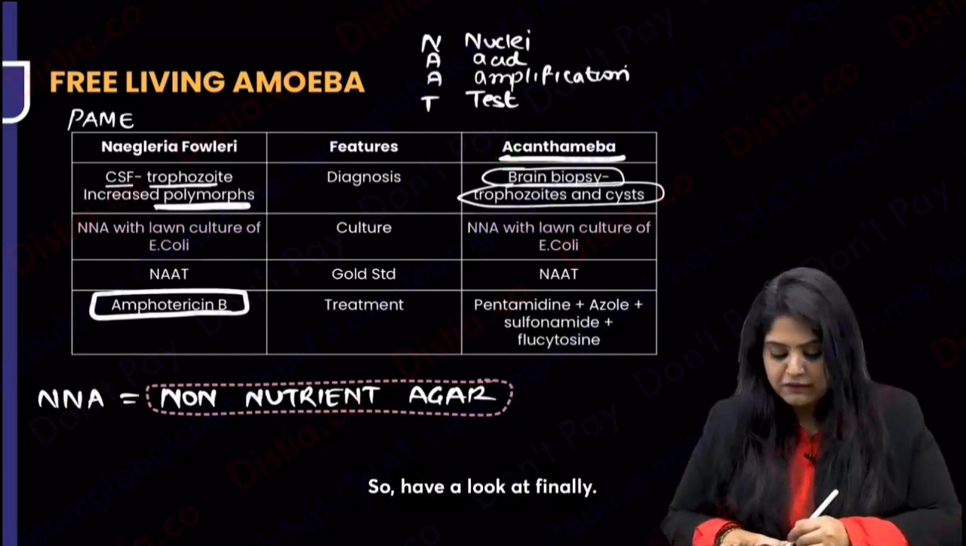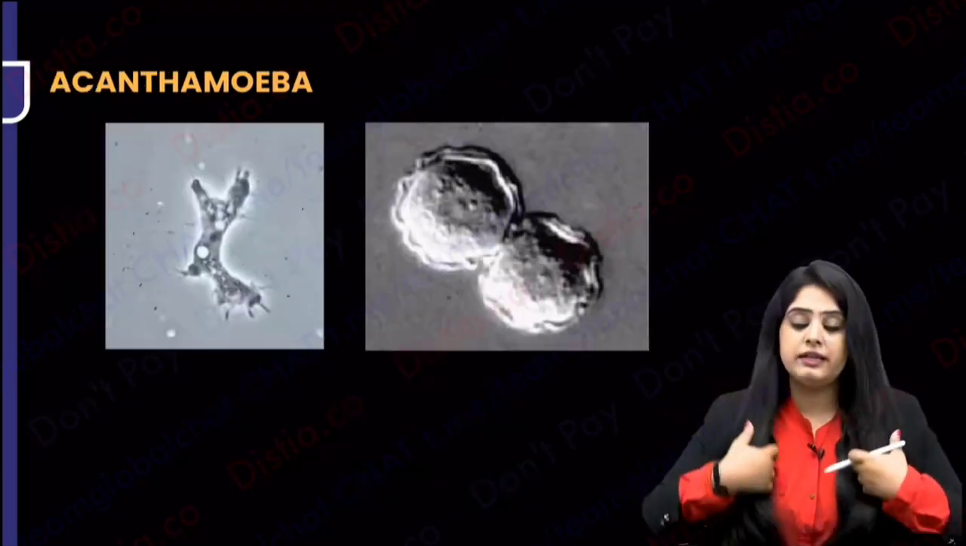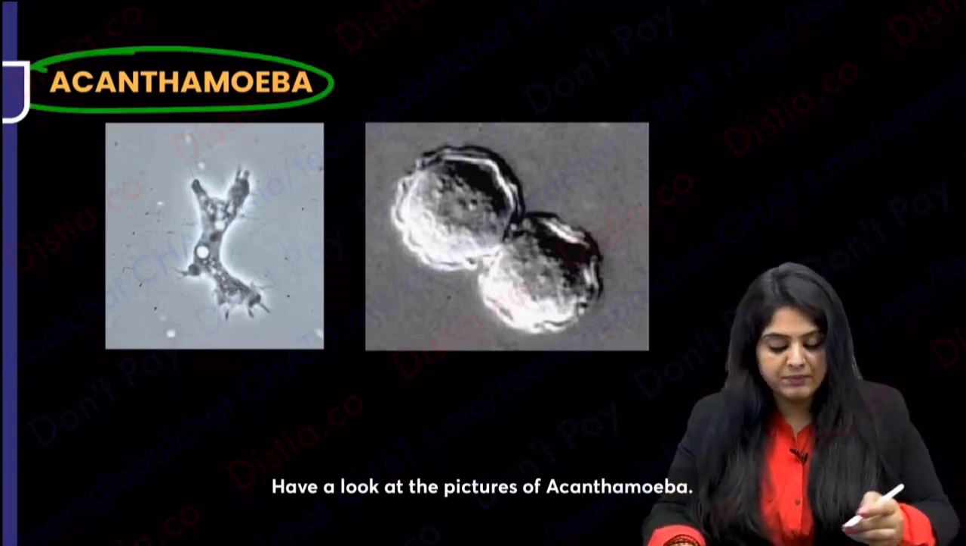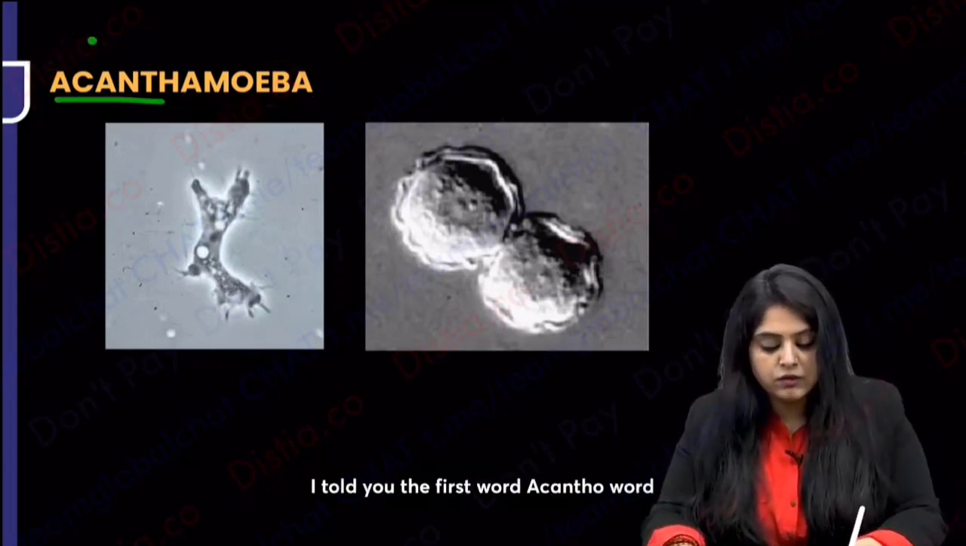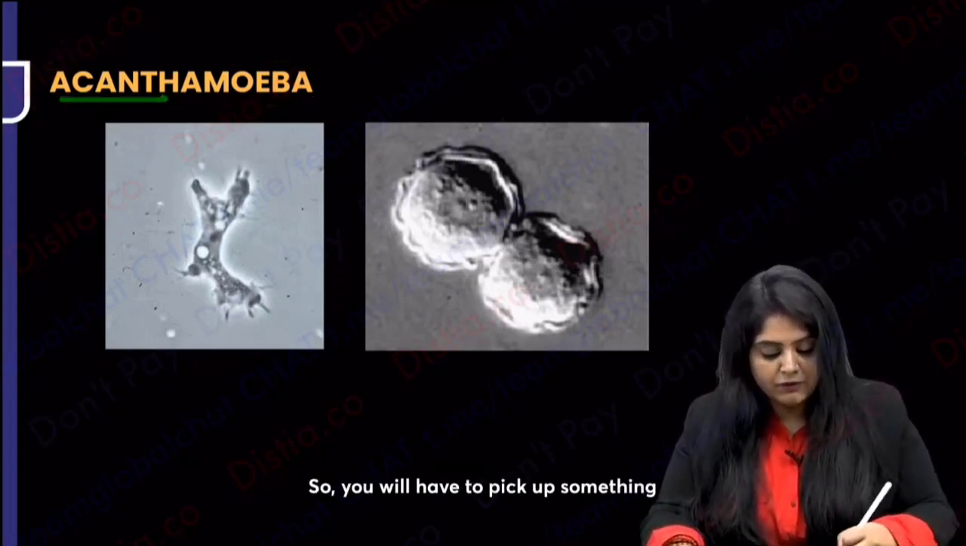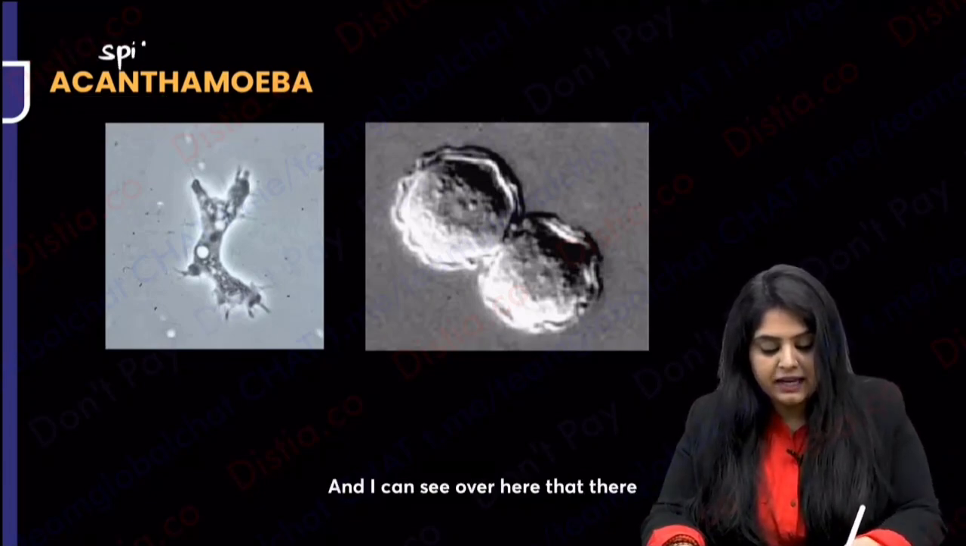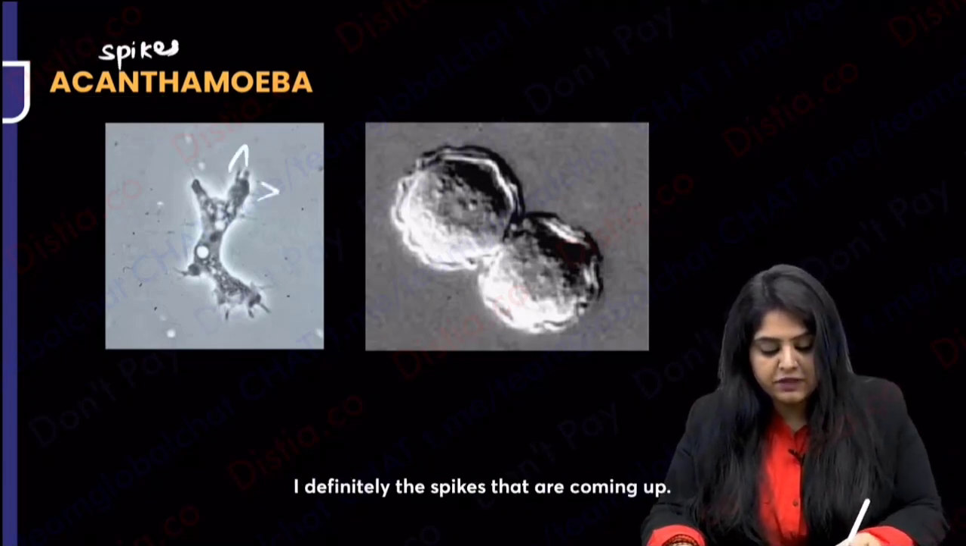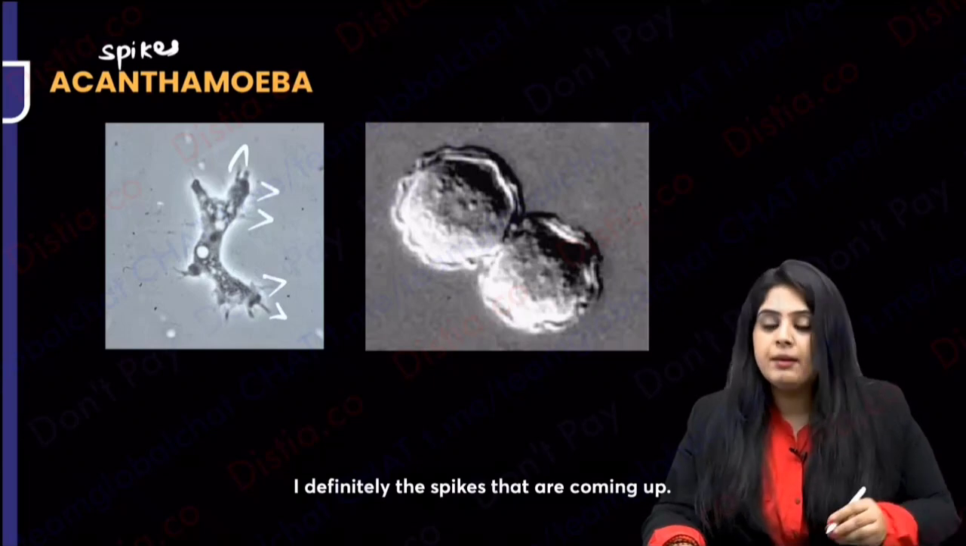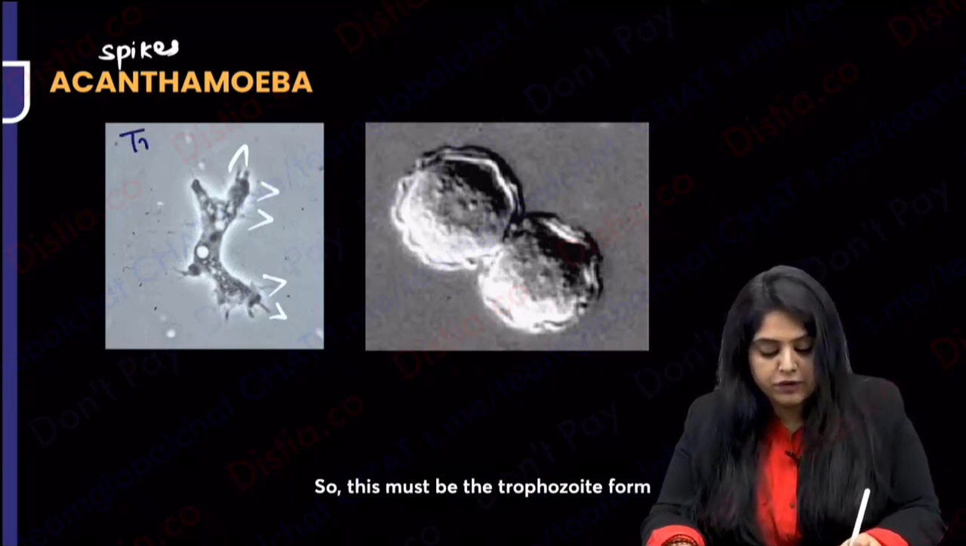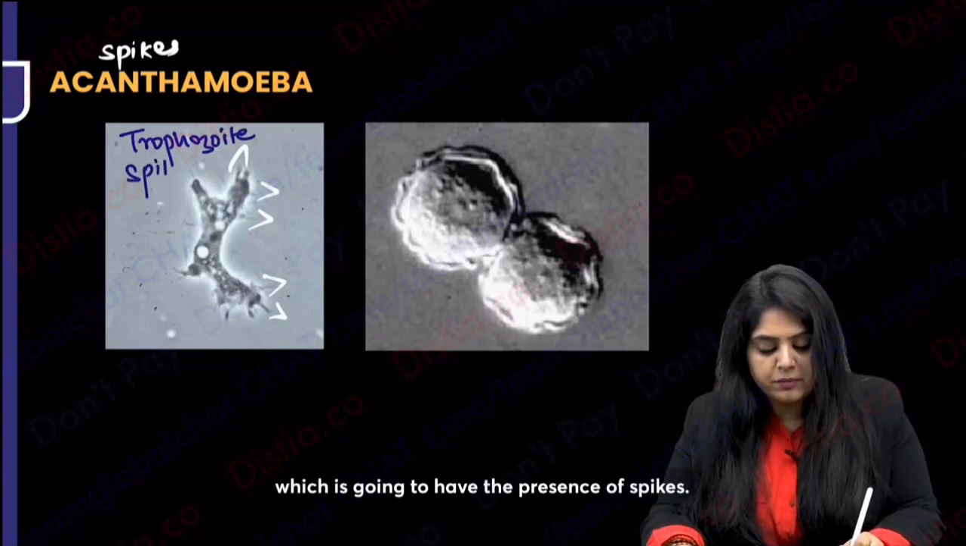So finally, have a look at the pictures of Acanthamoeba. I told you the first word, acantho, is going to have spikes. So you will have to pick up something that has spikes, and I can see over here that there are definitely these spikes coming up. So this must be the trophozoite form, which is going to have the presence of spikes.